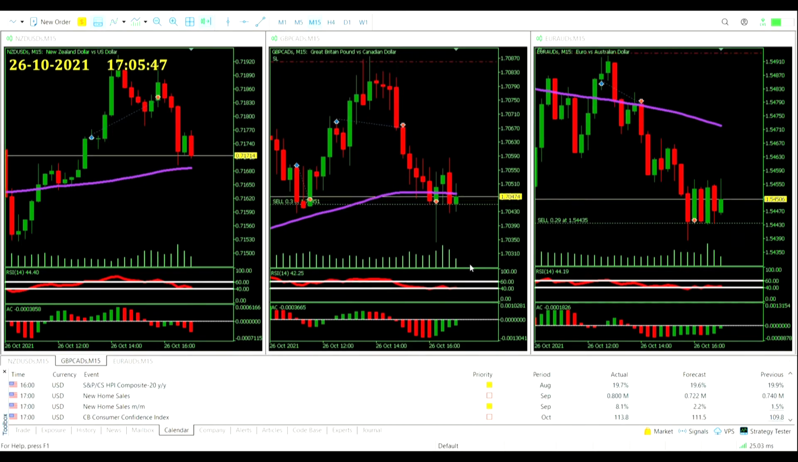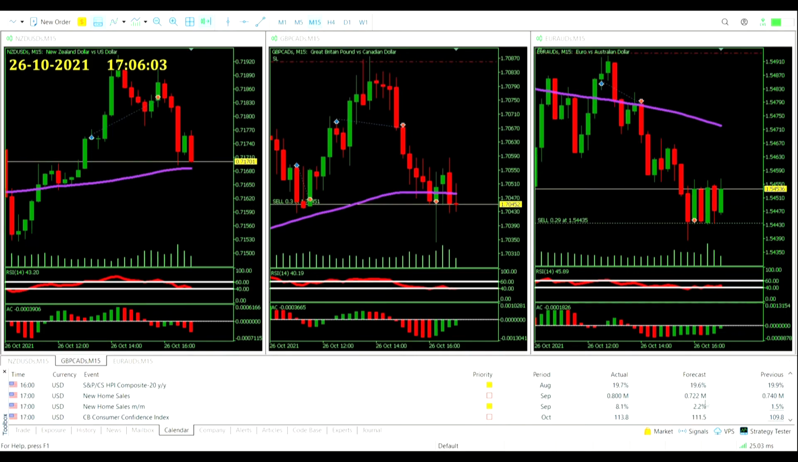And now we do have those numbers. It's positive for new home sales. With all this demand, it makes sense as to why the prices are up that much year on year. So we've had 0.8 million actual against 0.72 million forecast. So obviously that's up on the forecast and up on the previous as well of 0.74 million. Marked down as a percentage below, they got 8.1% actual against 2.2% forecast. So big beat for that.